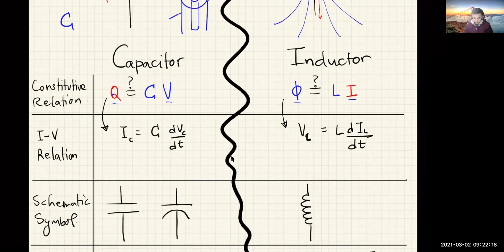The circuit symbol for a capacitor looks like two parallel plates. Sometimes some capacitors are also drawn with a curved plate. These are special capacitors, and we'll talk about them later. An inductor is represented by this squiggly line, sort of mimicking the coils of the inductor.